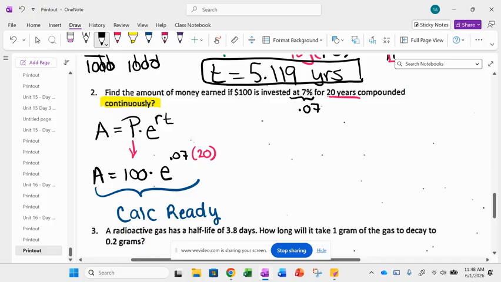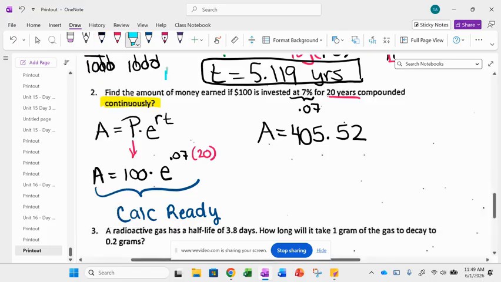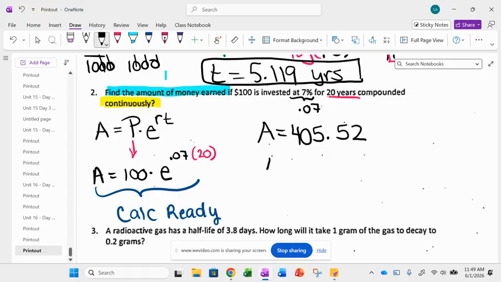But now let's be careful. Let's see what it's asking for. We want A, so our amount at the end is $405.52. But it didn't ask what was your amount of money at the end. What did it ask? How much money was earned? Find the amount of money earned. So what do you think? I didn't earn all $405.52 because I started out with how much? $100. So what should I do? Subtract the 100.